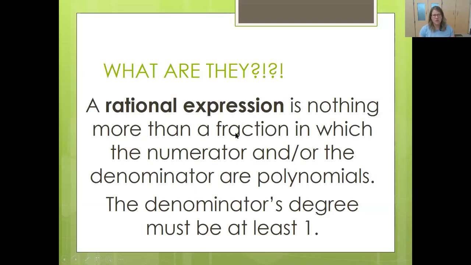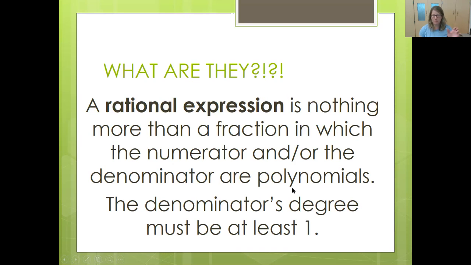So a rational expression is nothing more than a fraction in which the numerator, so remember the numerator is the top of the fraction, and or the denominator, and the denominator is the bottom of the fraction, are polynomials. So remember polynomials, we just worked on that last unit, are numbers and variables multiplied together where the exponents are always positive whole numbers. So that's what a polynomial is.